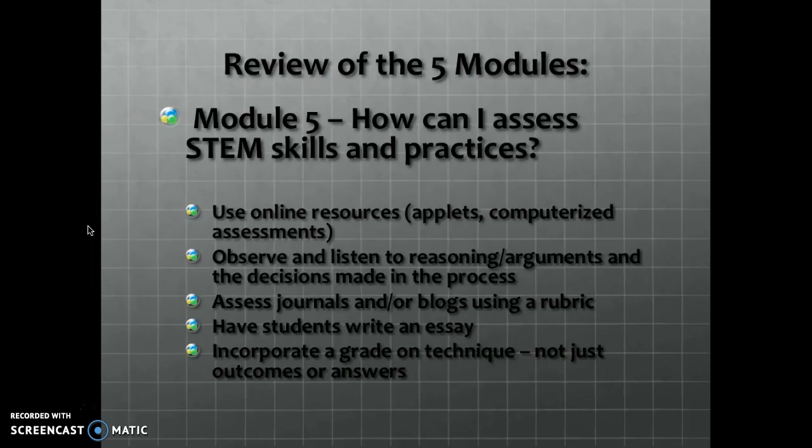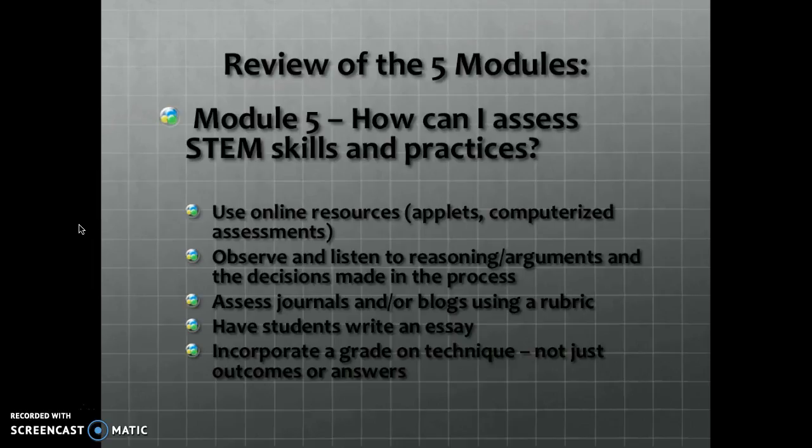Module 5, how can I assess STEM skills and practices? We can use online resources such as applets, computerized assessments, observe and listen to reasoning or arguments and the decisions made in the process. In other words, the teacher can walk around the room and listen to the groups forming their ways of how they're going to go about solving the problem and finding the differences in the volumes.